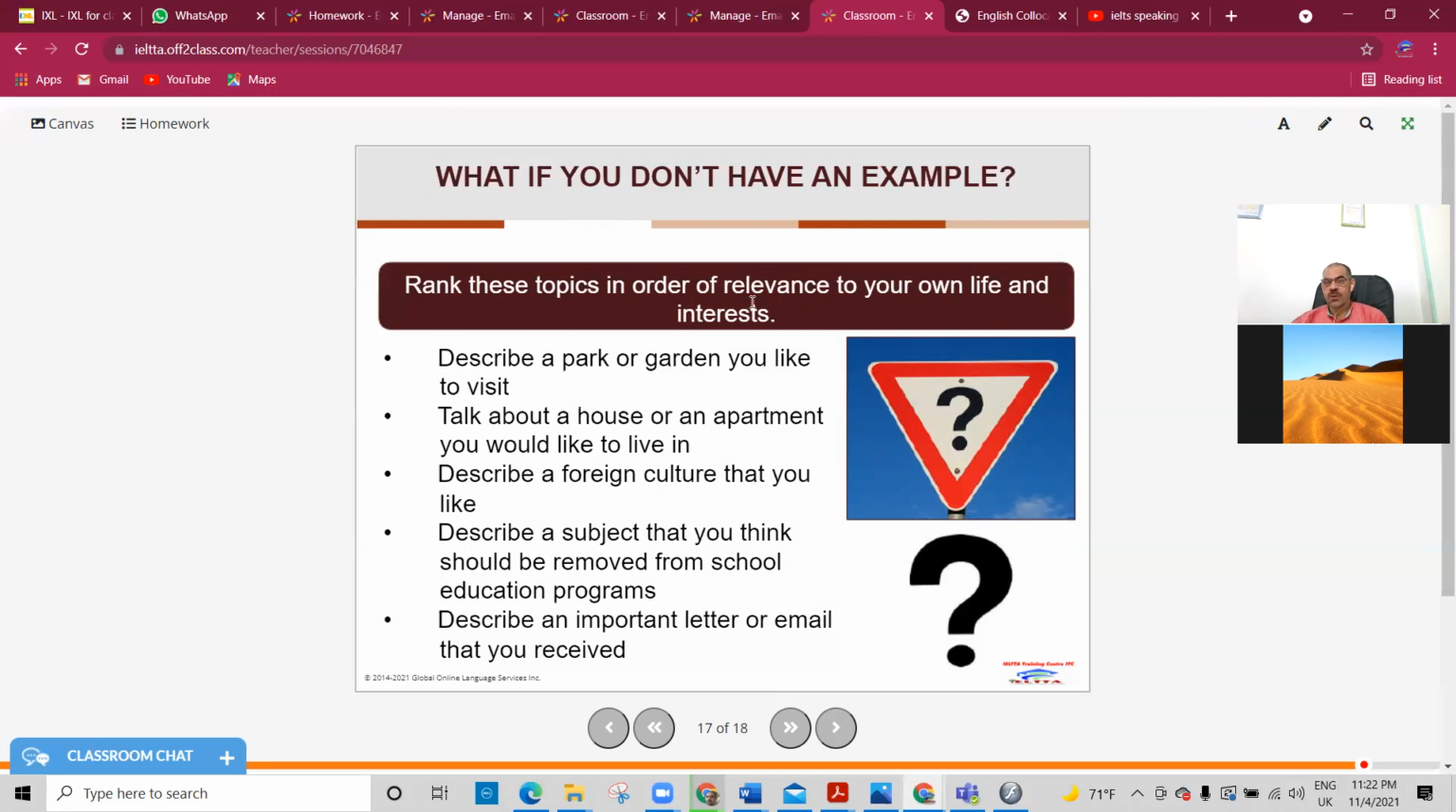Rank these topics in order of relevance to your own life and interests. Describe a park or garden you like to visit. Does this interest you or not? Park or garden, do you like that? Yes. Okay. Talk about a house or an apartment you would like to live in. Yes. Interesting. A foreign culture that you like.